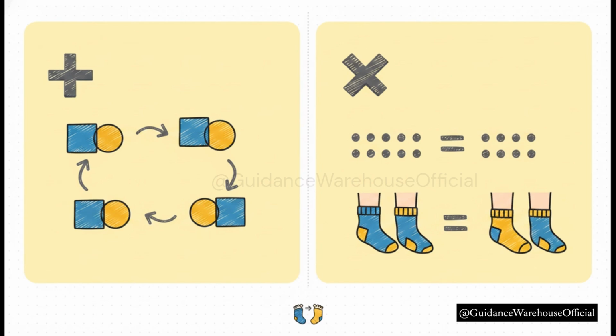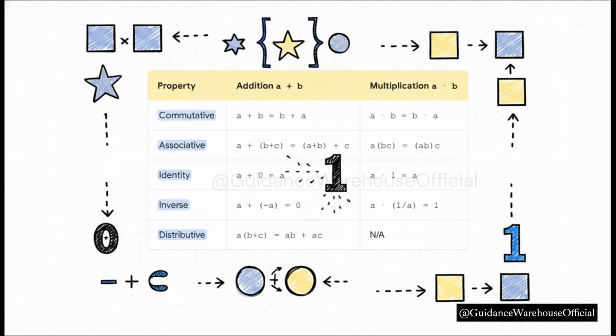It's like putting on your shoes. You can put on the left one and then the right one, or the right one then the left one. Who cares? The end result is exactly the same. Now this table is basically your cheat sheet of math hacks. The associative property is all about grouping. It means you can rearrange parentheses in a long addition or multiplication problem however you want.